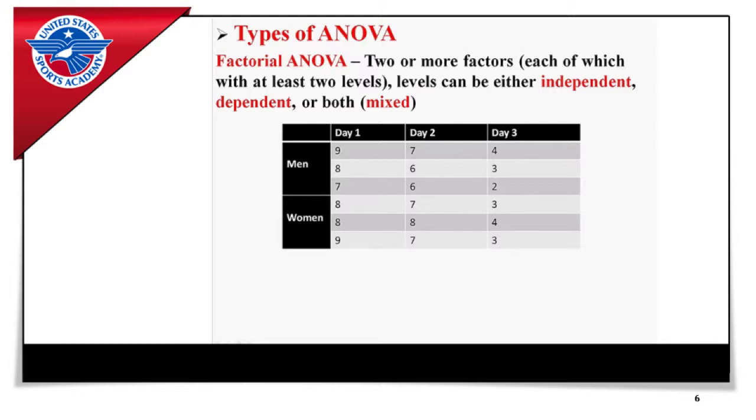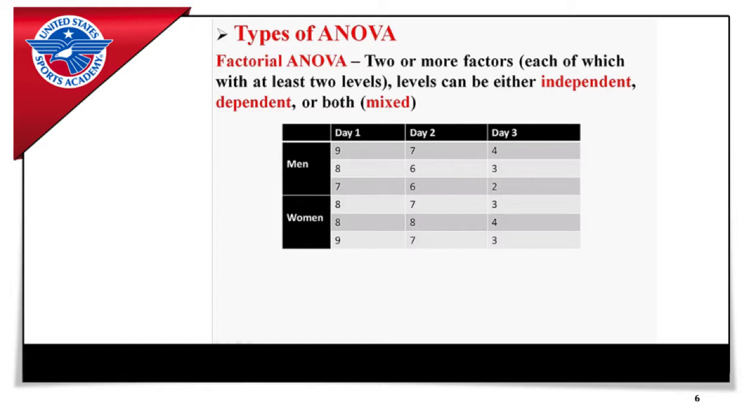There's also a factorial ANOVA. Now a factorial ANOVA has 2 or more factors, and each of those factors have at least 2 levels. The levels can be either independent, dependent, or both. If they're both, it's called a mixed factorial design. So here's a design that has 2 variables. One is gender, men and women, and one is day, day 1, day 2, day 3. So that's 2 factors. One has 2 levels and one has 3 levels.